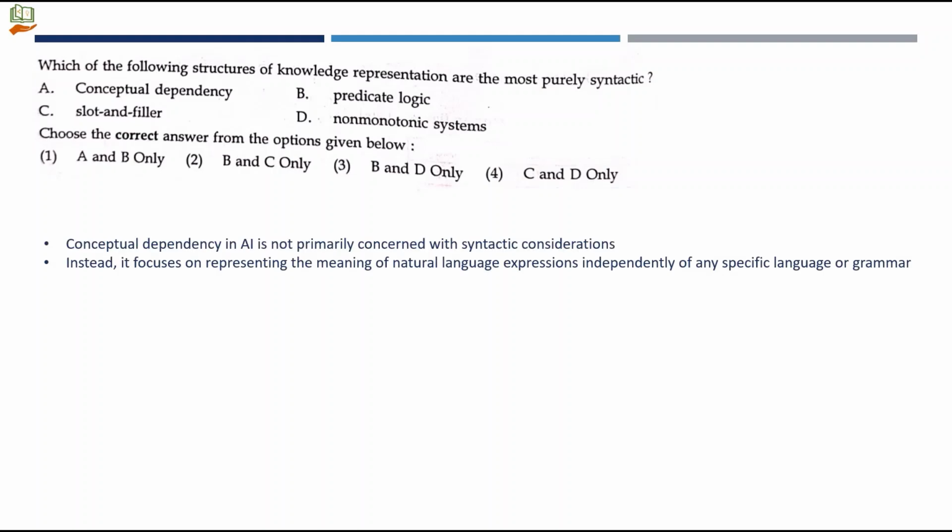The first option, conceptual dependency, is not concerned with syntactic considerations because it is going to focus on representing the meaning of the natural language expression. So whether it belongs to some grammar or some language, it doesn't care. Overall, the semantics of the particular sentence or natural language expression is going to be focused here. So this focuses on the meaning, the semantics, and not on the syntax. This is what these 2 points say. Since they are asking which are the most purely syntactic, option A is going to be ruled out. So this one will not be in the right answer list.